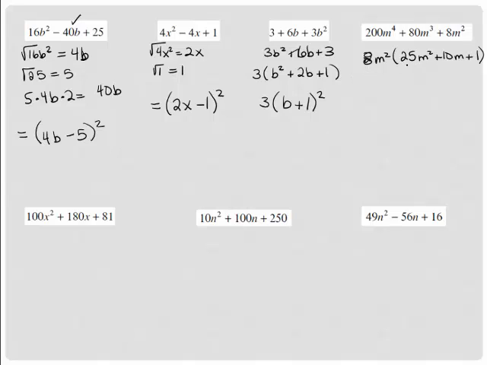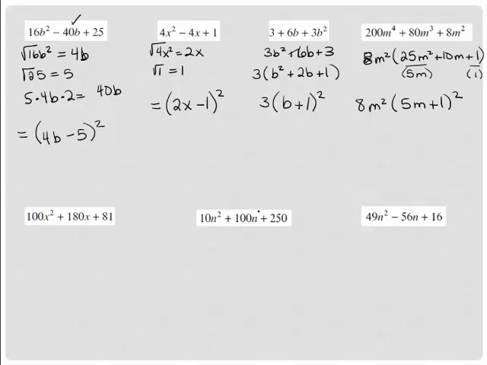The square root of 25m squared is 5m. The square root of 1 is 1. 5m times 2 times 1 gives me 10m. So this will factor to 5m plus 1 squared, and the 8m squared that we factored out stays the same.